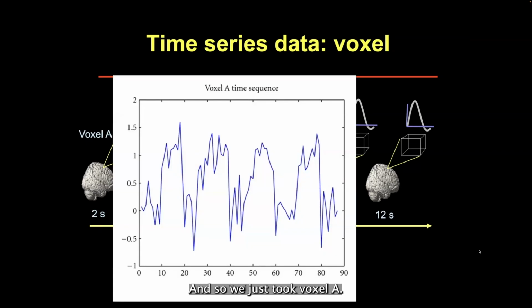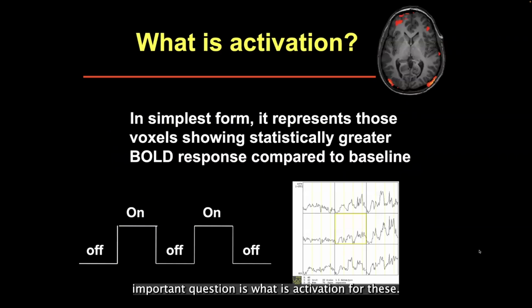If you just took voxel A, you could plot out how much signal is happening in this voxel over time. Again, this one looks like it's coming on and going off, on and off, on and off. So an important question is, what is activation? If you look at any study using fMRI, these points of red indicate more neural firing. How do we get that? In its simplest form, those areas of red, those blobs, represent voxels or areas showing more BOLD response compared to a baseline.